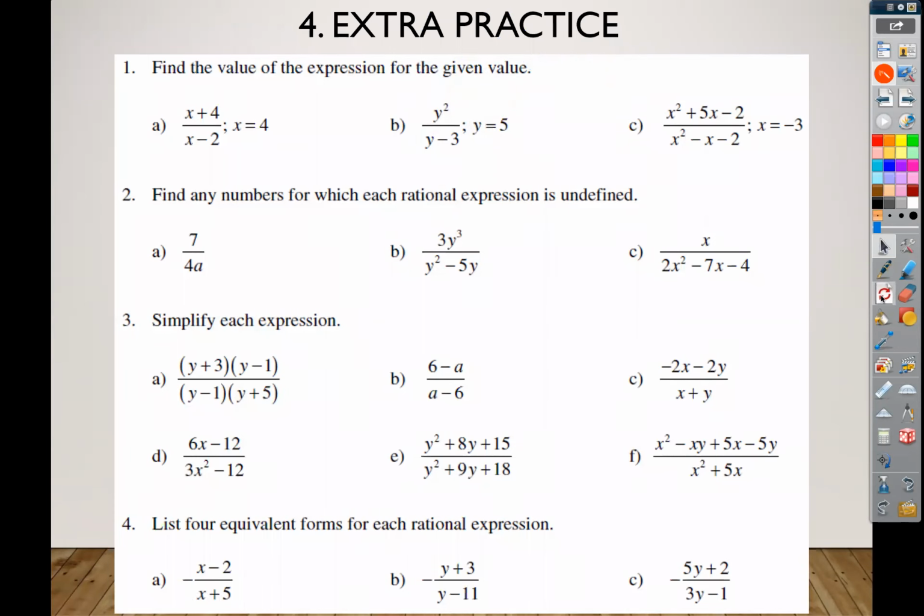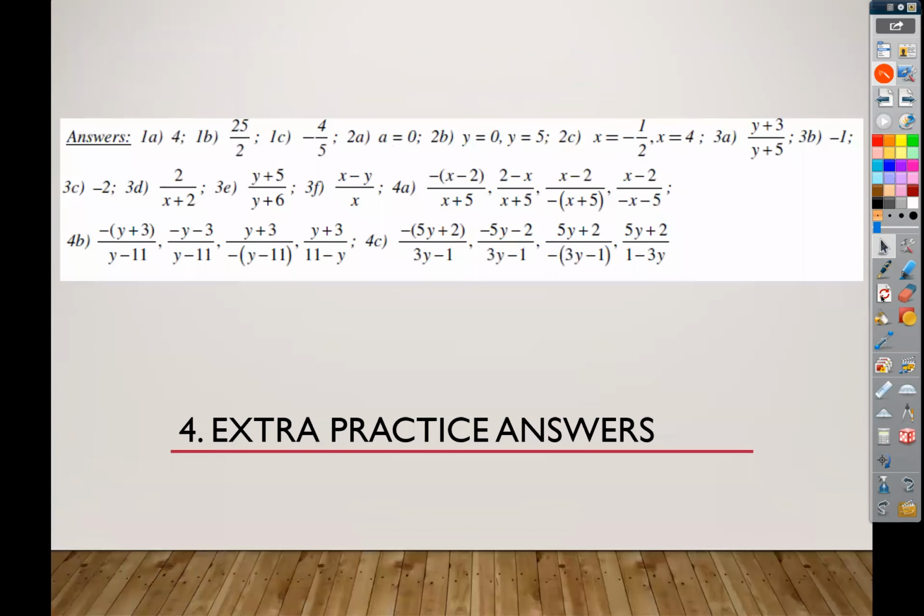Okay, here's some extra practice. Go ahead and try some of these, and then I'll give you the answers on the next slide. So all we are doing is factoring and then simplifying. That is how you simplify a rational expression. Okay, there are the answers that you need. So go ahead and check them and let me know if you get any wrong.